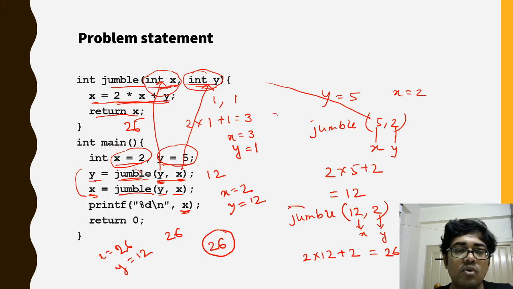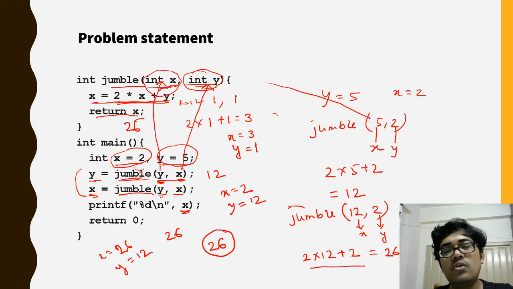So when we invoke jumble with y and x, this y will be assigned to x and this x value will be assigned to y. Here y was 5 and x was 2. That means after execution of this method, the value of x here is 12. So it will return 12, and next time also we are invoking the method similarly with 12 and 2, which will return 2 into 12 plus 2, that is 26. So the value of x will be 26.